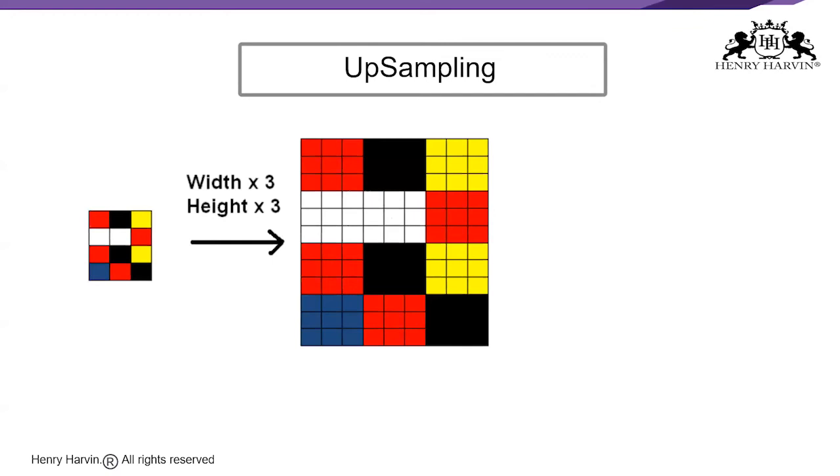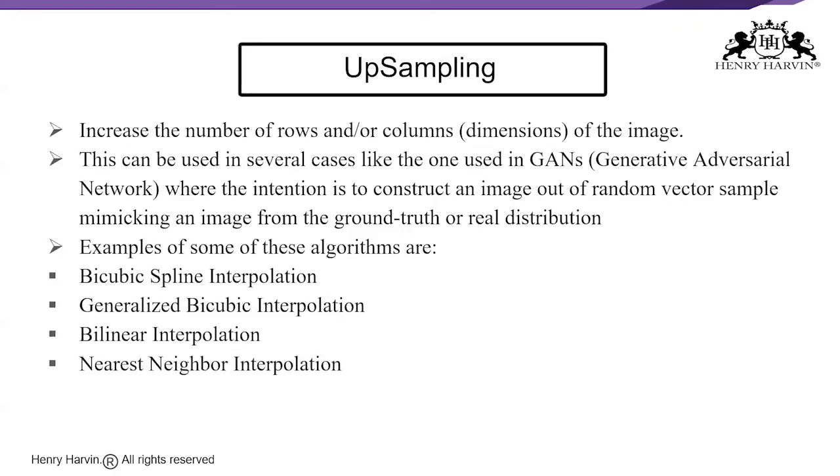Now, let us try to understand what upsampling is. What does upsampling do? Again, from the name, we can say that it is completely opposite to downsampling. Here we try to increase the number of rows or columns of the images. Number of rows or columns means nothing but the dimensions.